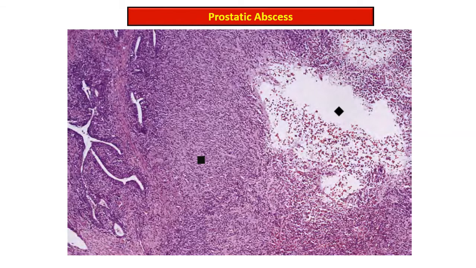This is the histologic appearance of prostatic abscess. The center is clear and liquefied, and it is surrounded by extensive inflammatory cell infiltrate. On the left, there is presence of some glands of the prostate with stroma, fibromuscular stroma.